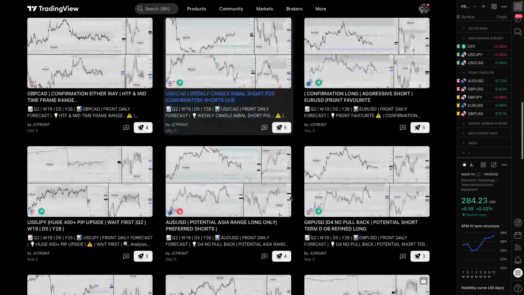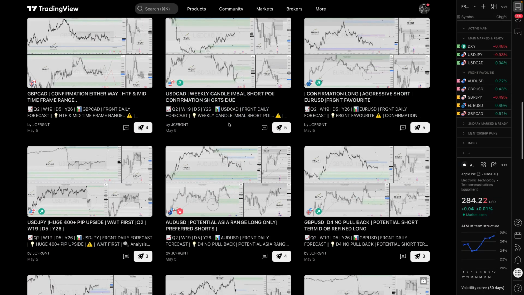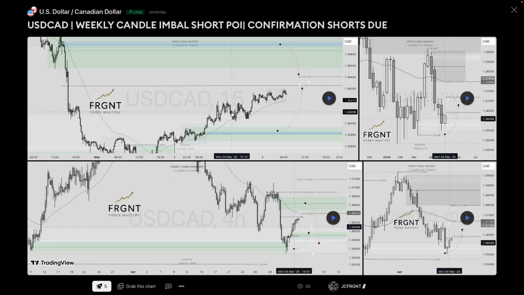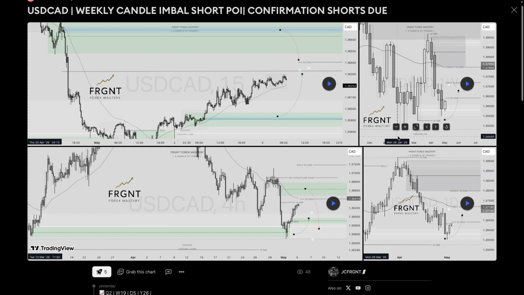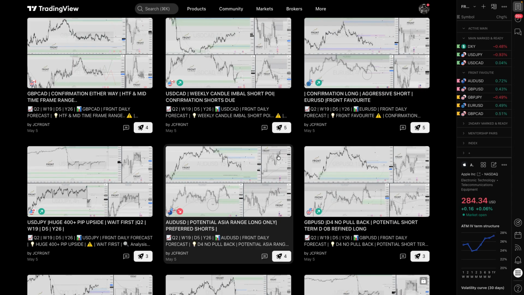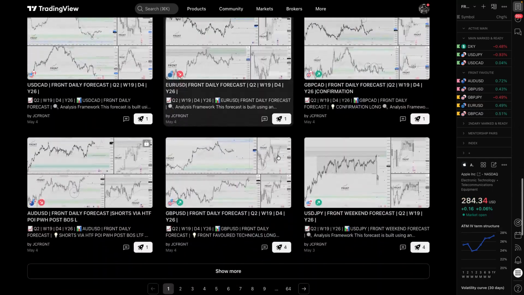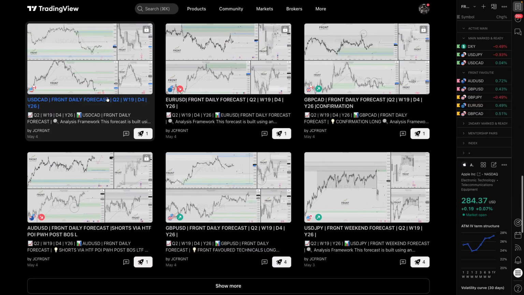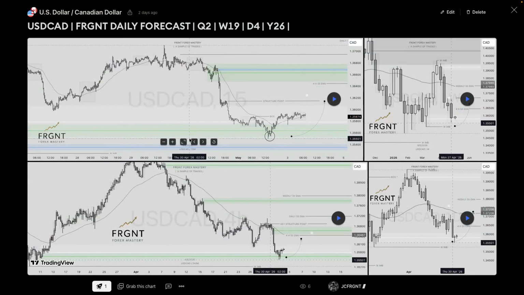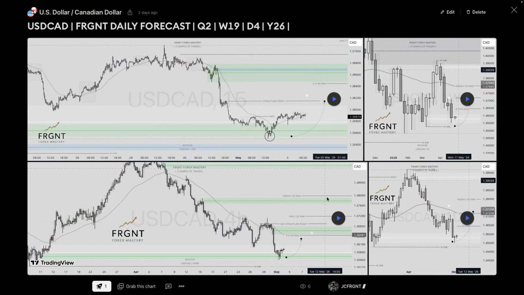However, if I take you slightly further back, let's have a look just here. US dollar CAD, even when price had moved away, I was still pretty confident that price would eventually come back. You can see this was yesterday, looking for price to return back to that 4-hour order block, refined 15 for that long position. Let's see if we can go even further back to understand how far in advance we are looking to detail price and anticipate price coming back.